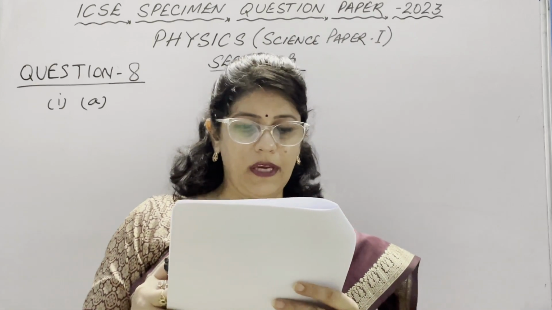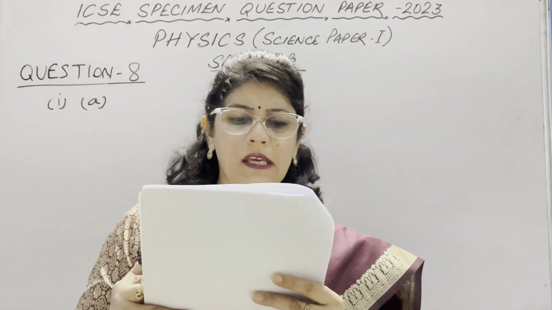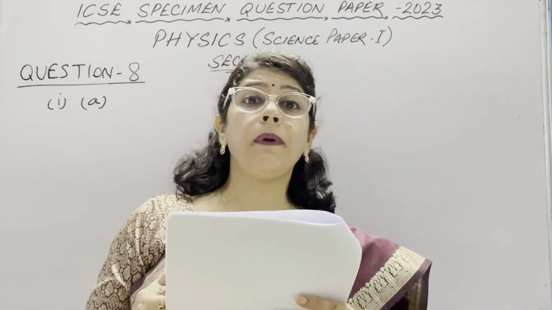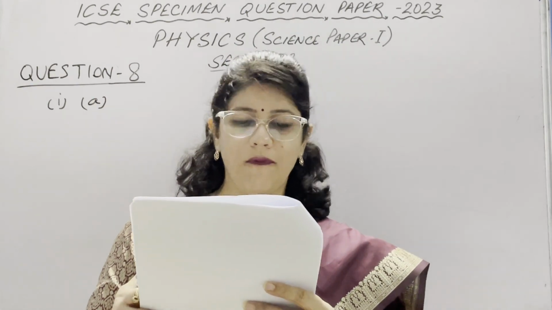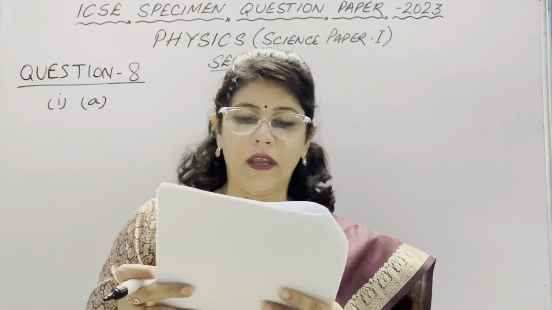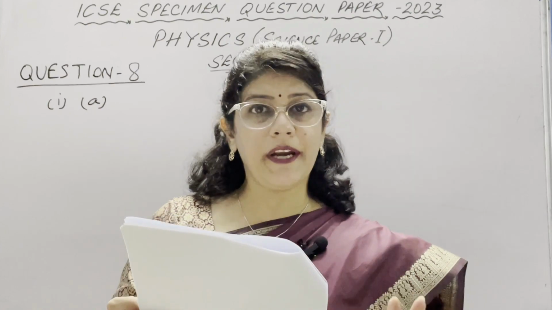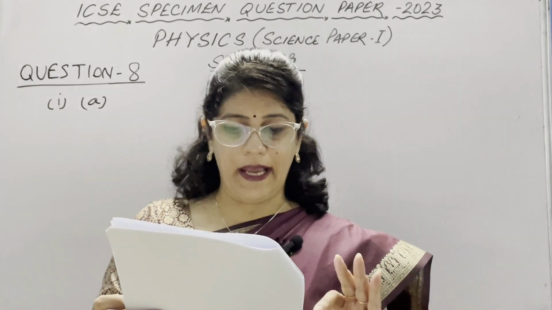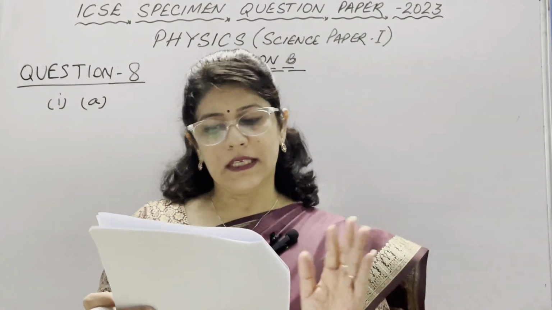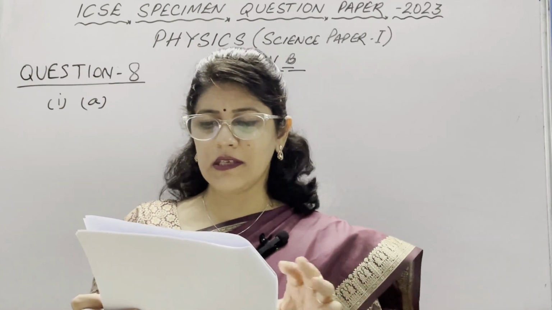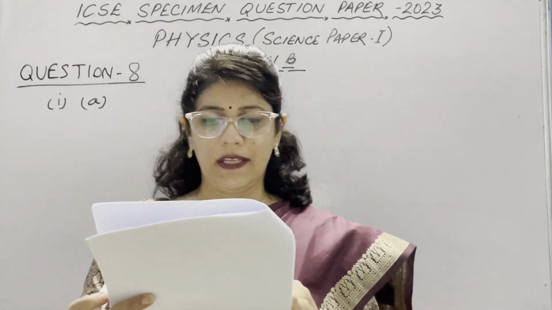Now coming to question number 8. In first part, A is, what is the meaning of the statement, the power rating of an appliance is 60 watt 220 volt? It means if that appliance is operated on 220 volt supply, then the power consumed by it is 60 watt. Whenever this rating is given, we need to specify this.